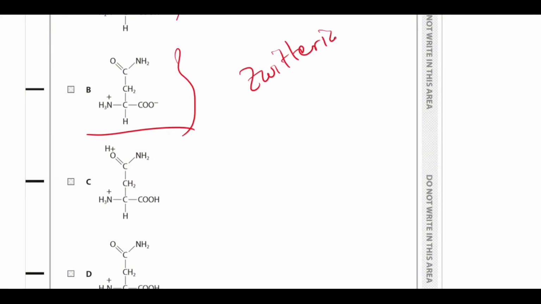A zwitterion tends to have neutral properties, basically pH 7. It's kind of amphoteric, considering it accepts a proton as well as donates one. So it acts as an acid and a base at the same time. So the zwitterion won't be the correct answer.